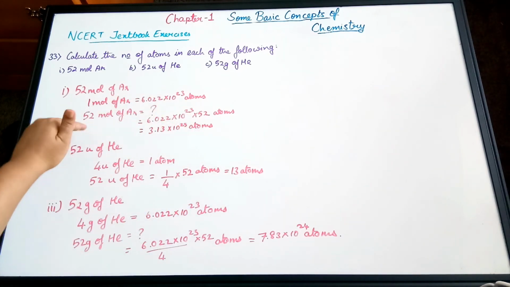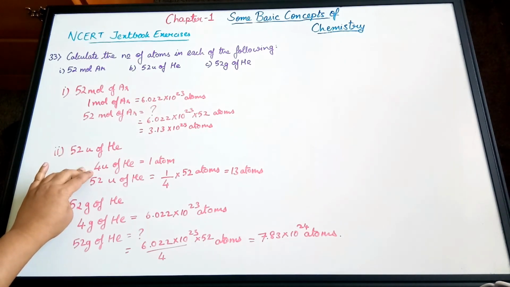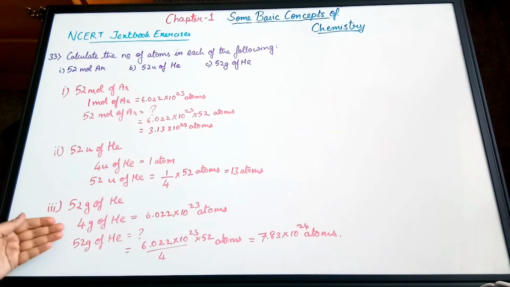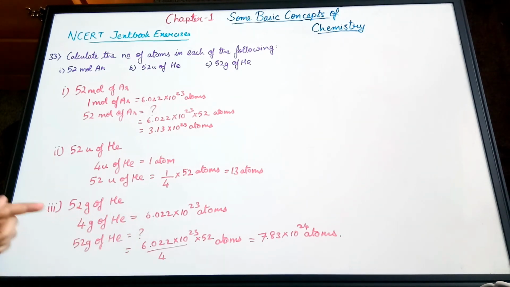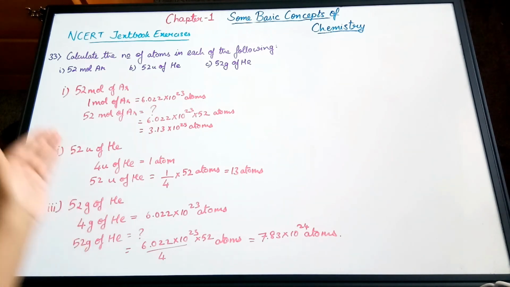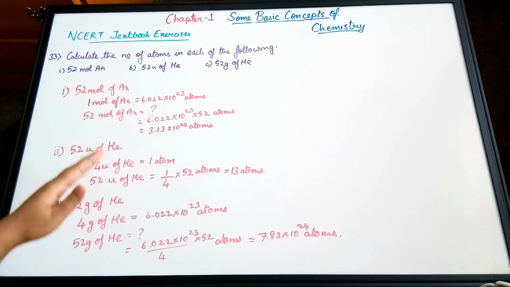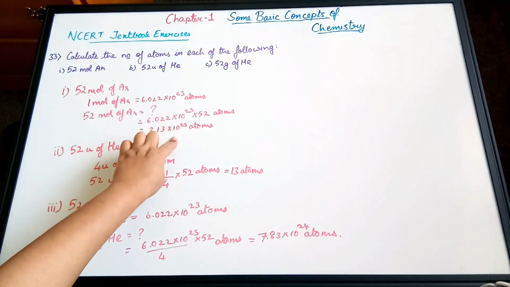So this is very general, but these two answers are very specific, because here we've considered the fact that the atomic mass unit of helium is 4 U. So 4 U will have just one atom, then 52 U will have how much? Similarly, 4 grams has 6.022 into 10 to the power 23 atoms. Here we've considered the gram atomic mass and compared it with 52 grams of helium. So these two are specific for helium, whereas this, on the other hand, is general. Even if I had taken 52 moles of potassium, calcium, any element, the number of atoms would be 3.13 into 10 to the power 25.